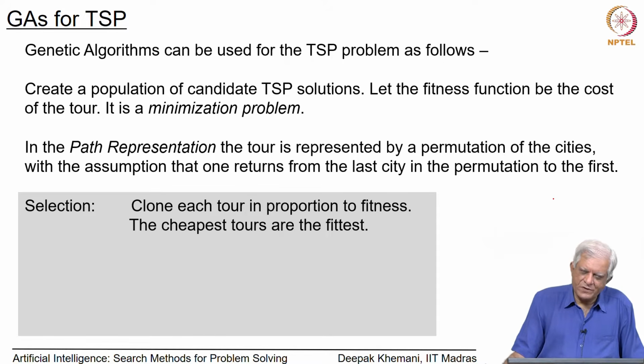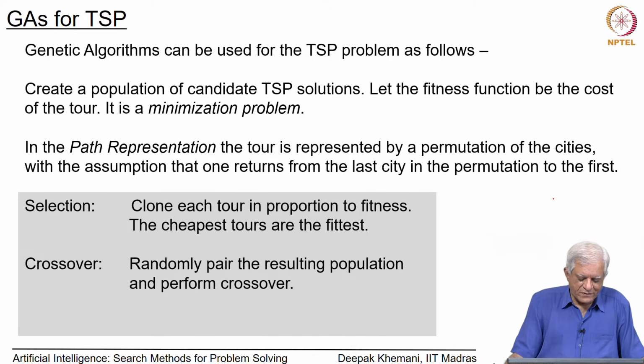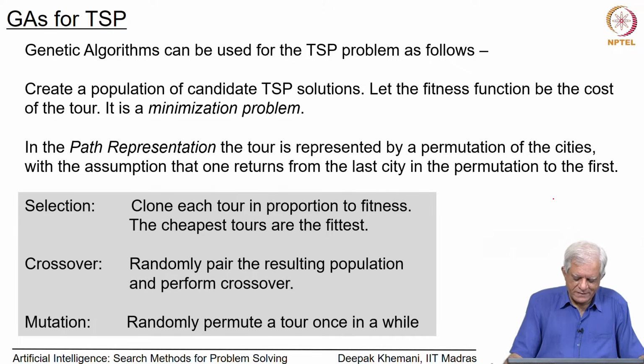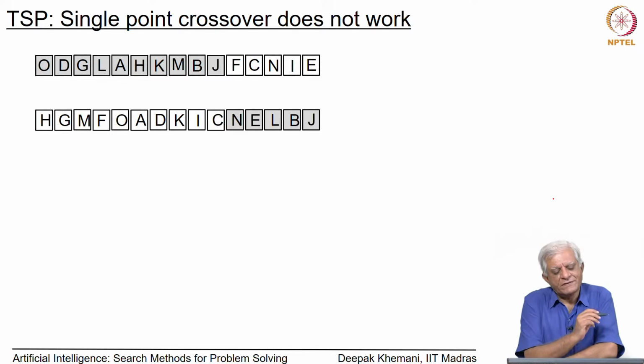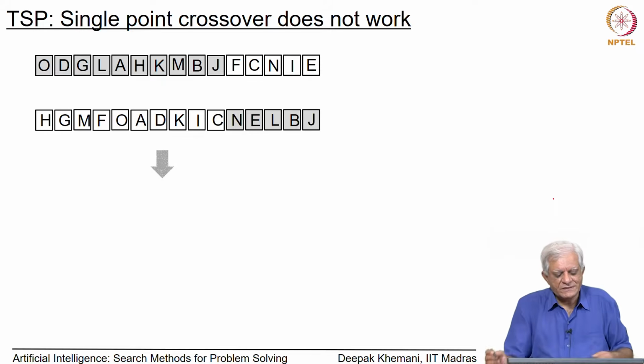So, we go through this process of genetic algorithm: clone each tour in proportion to fitness. Remember that the cheapest tours are the fittest. Crossover: randomly pair the resulting population and perform crossover, and once in a while randomly permute a tour, and that would serve as a mutation essentially. Now, what if we try to do single point crossover essentially?